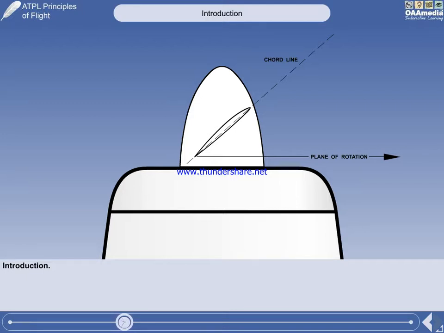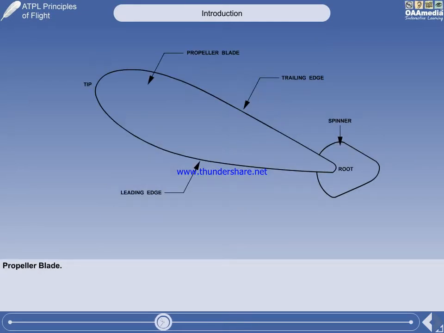You can imagine the angle of the blade to the plane of rotation, enabling the propeller to accelerate some air rearwards. This angle is called the blade angle, or pitch. Operationally, the term pitch is used more often than blade angle. Let's have a look at an individual propeller blade.